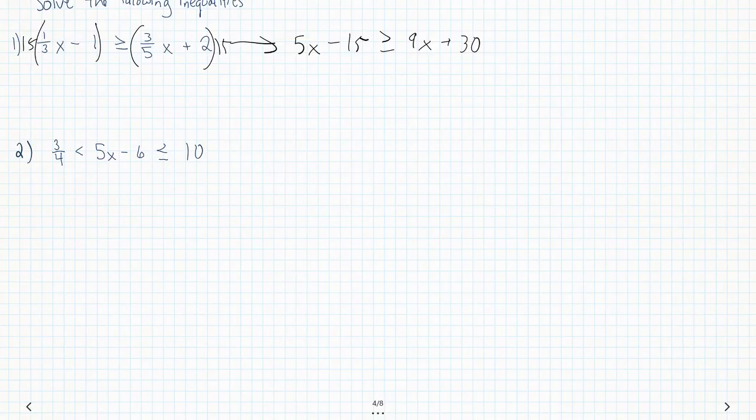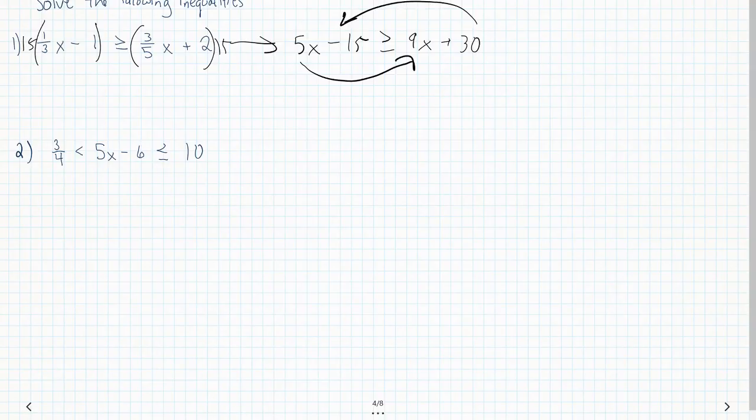So we're going to move the 5x over to this side, and we're going to move the 30 over to this side. So notice, what does that make? That makes negative 45 on the one side is greater than or equal to 9x minus 5x makes 4x. So all of a sudden, what do we have? Well, when we divide both sides by 4, inequality stays the same in terms of sides. So you get negative 45 over 4 is greater than or equal to x.